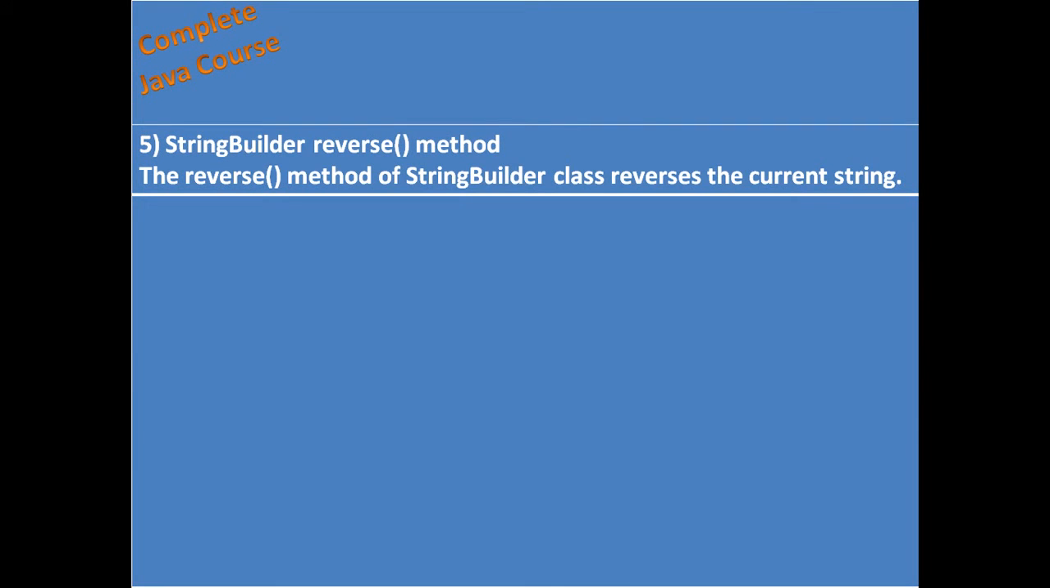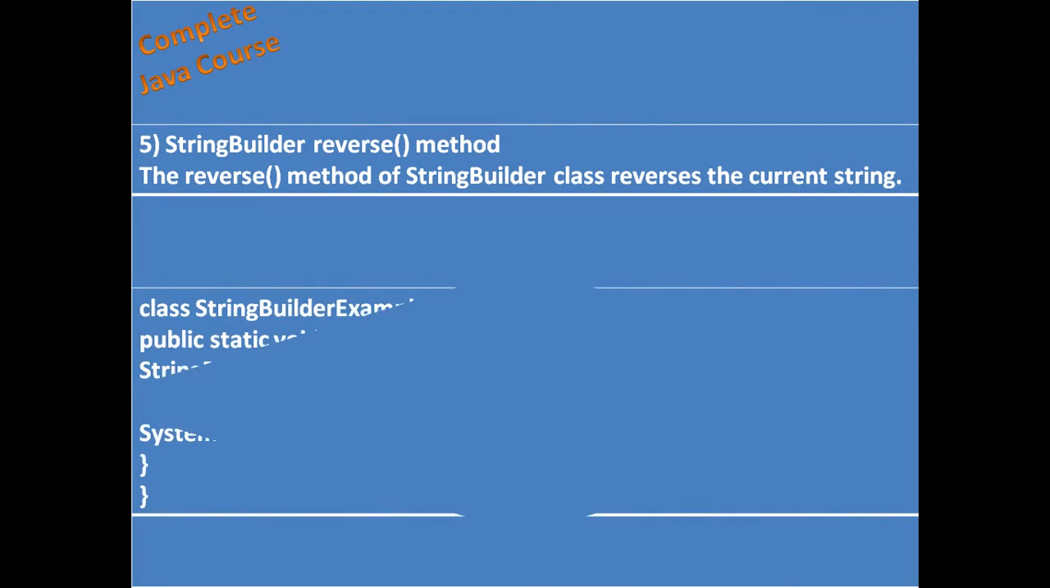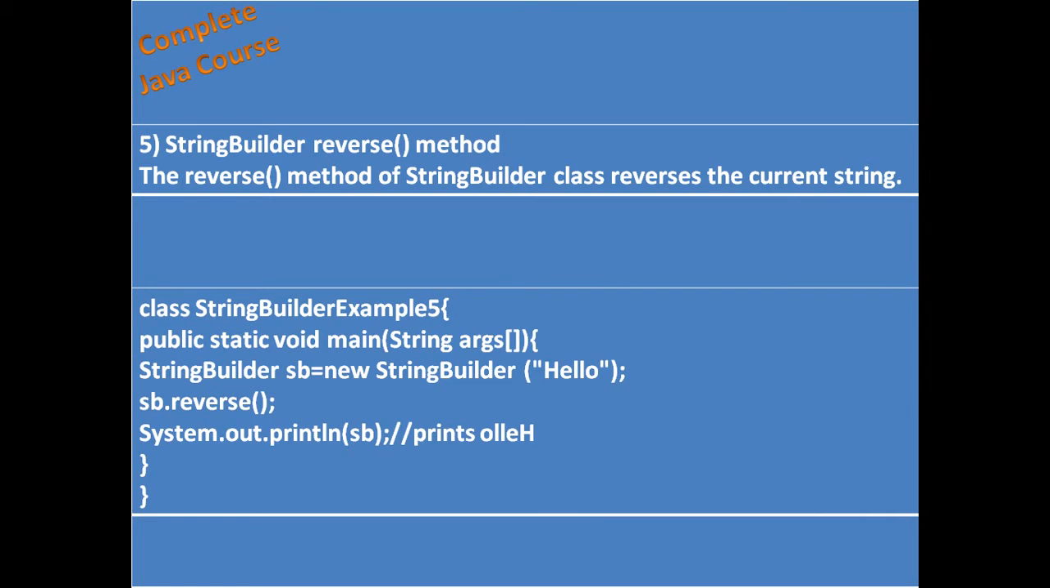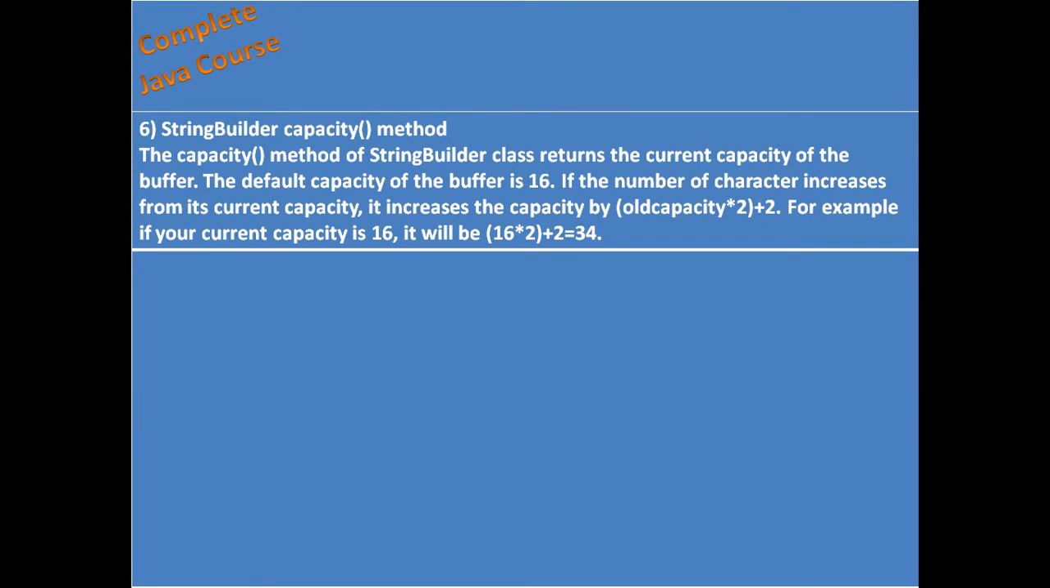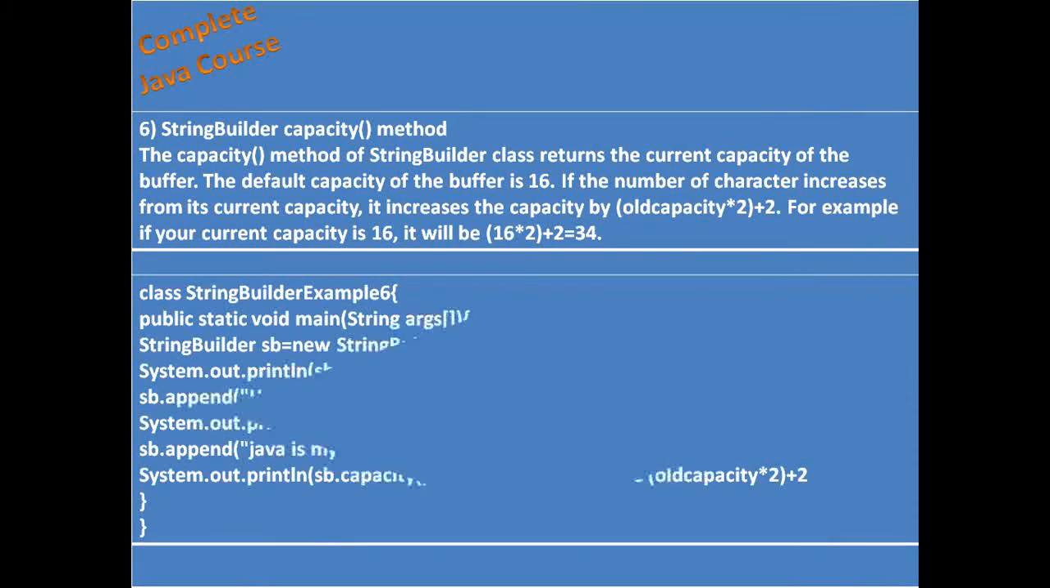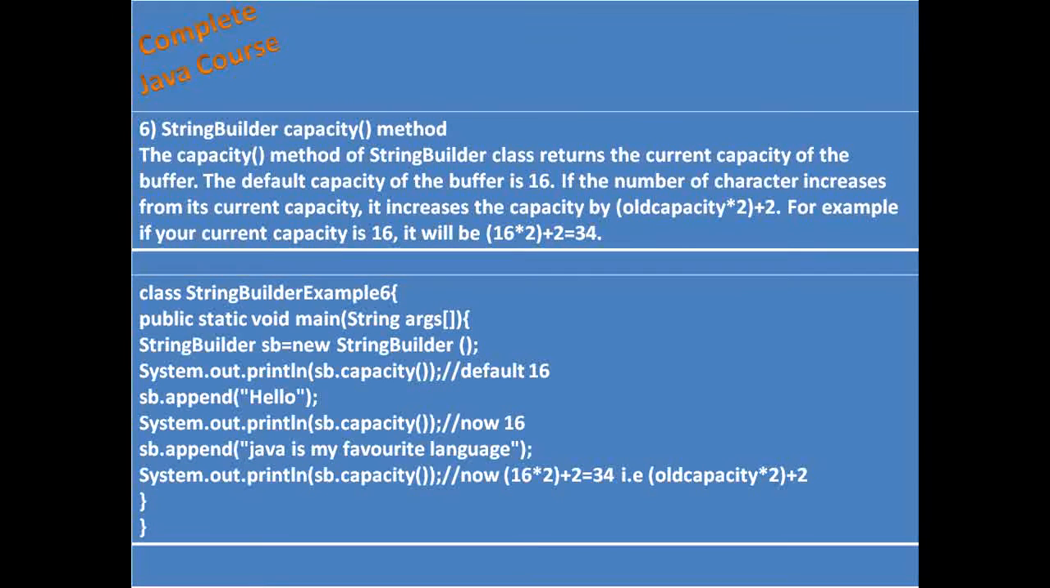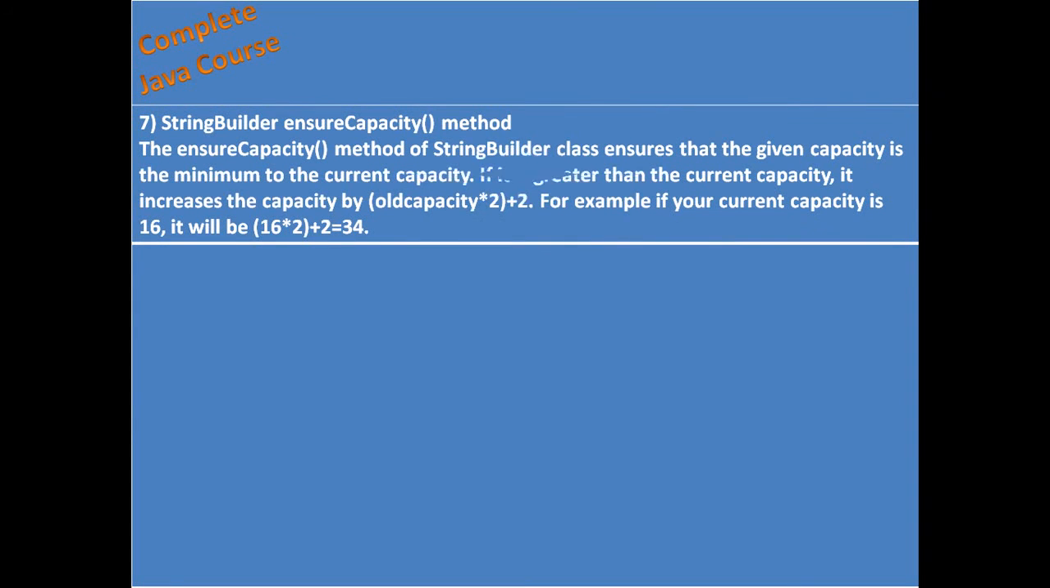The next method is the reverse method, to reverse the string. You can see the example for the reverse method. The next method is the capacity method, which checks the capacity of a StringBuilder object. This is the example for the capacity method. The next method is ensureCapacity.